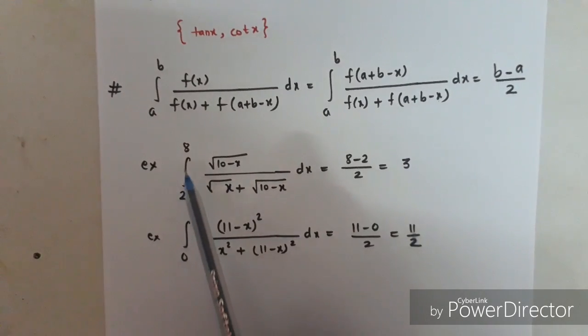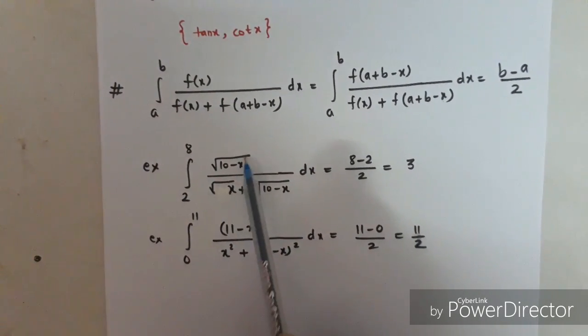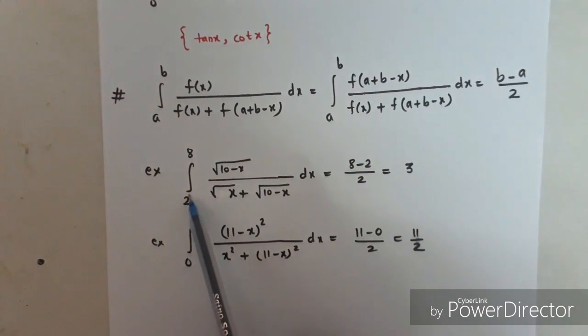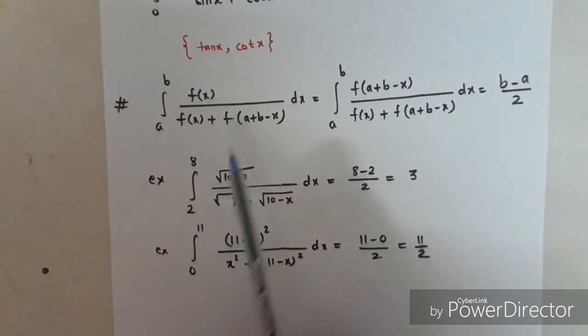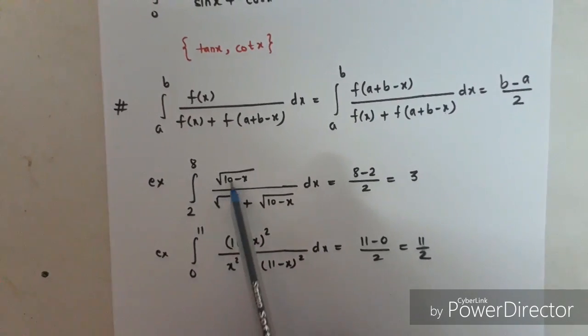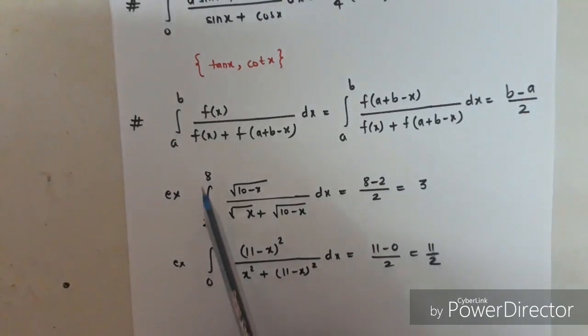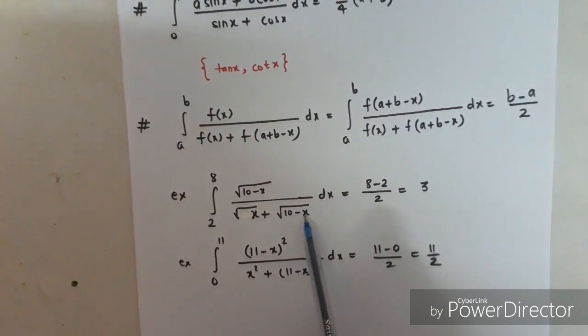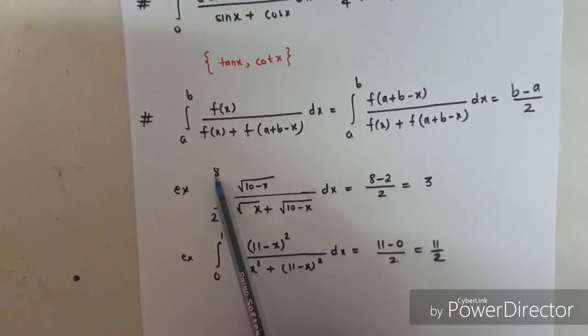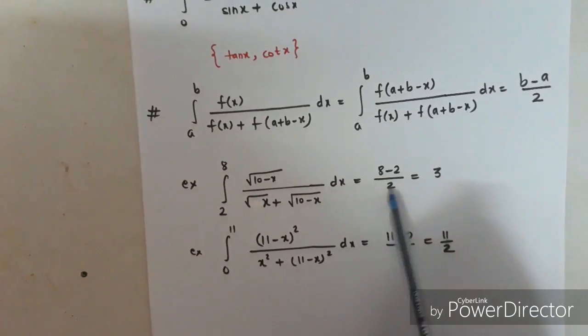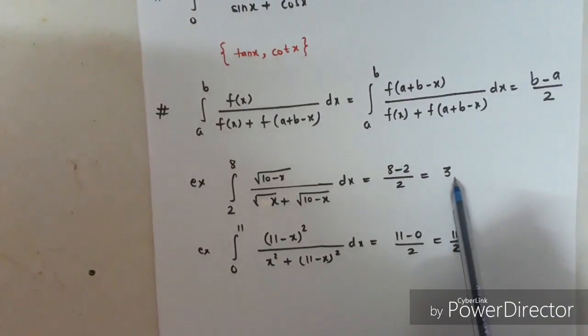For example, integral 2 to 8 root of (10 minus x) divided by root of x plus root of (10 minus x). Now lower limit is 2, upper limit is 8. So 2 plus 8, that is 10 minus x. So answer is 8 minus 2 divided by 2, that is 3.